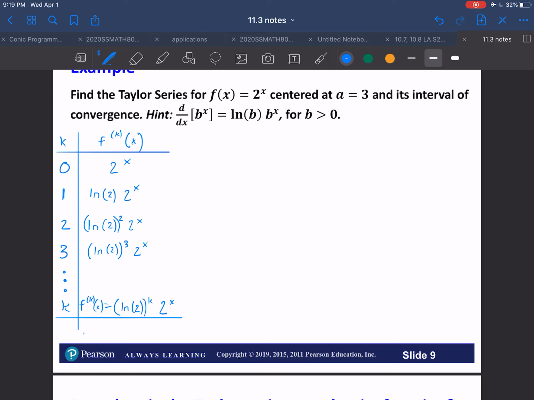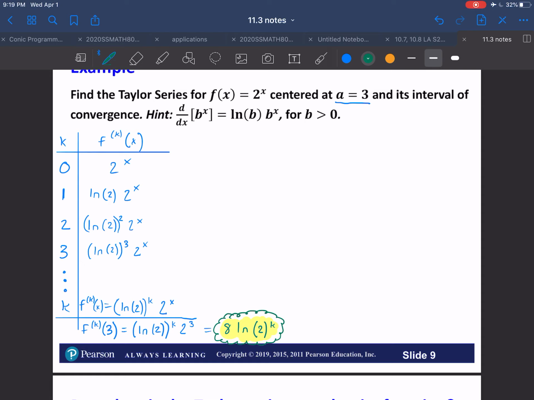Right. So now I can write that fk of 3, because that's what a is equal to, is equal to natural log of 2 to the k, and anytime I see an x I replace it with a 3, so we just have 2 cubed, which is 8. So we can write this as 8 natural log of 2 to the k. And this was the big kicker. This is what we wanted to find. So let me put a cloud around it again to show that it's important. Great.